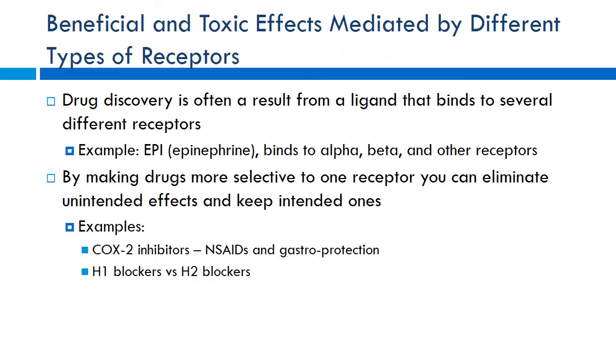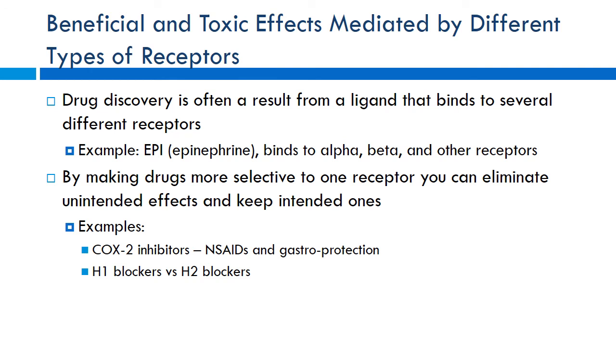And then you can have beneficial and toxic effects that are mediated by different types of receptors. So this is where you kind of lose some of that selectivity in drugs that are affecting multiple things. For instance, drug discovery oftentimes results from ligands that bind to several different types of receptors. A good example is epi, which binds to alpha, beta, and some other receptors primarily.